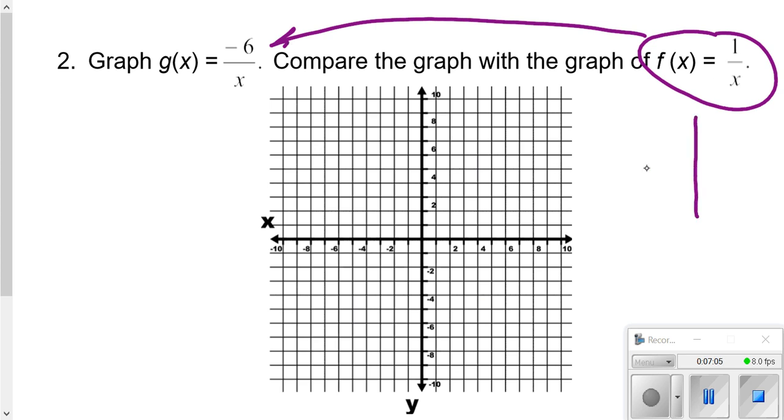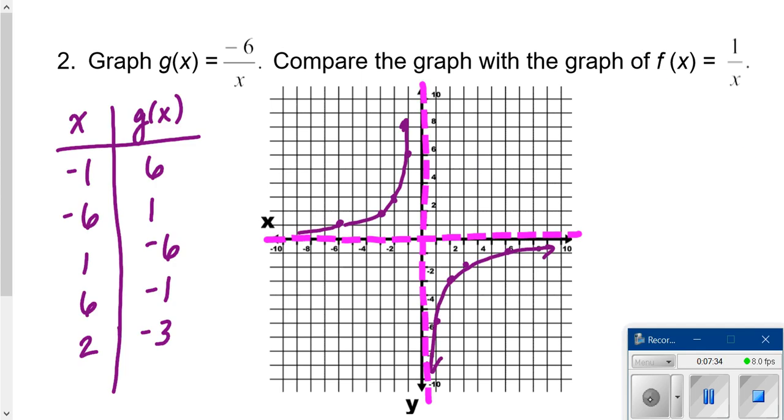1 over x, that parent graph looks like this. I had 2 pieces with the asymptotes in here. Okay, so think about what that shape is going to end up being. Think about where the asymptotes are going to be. Plot some points. And then I invite you to come back in a little bit after you've tried it yourself and see how you did. So please pause. Don't just keep listening.